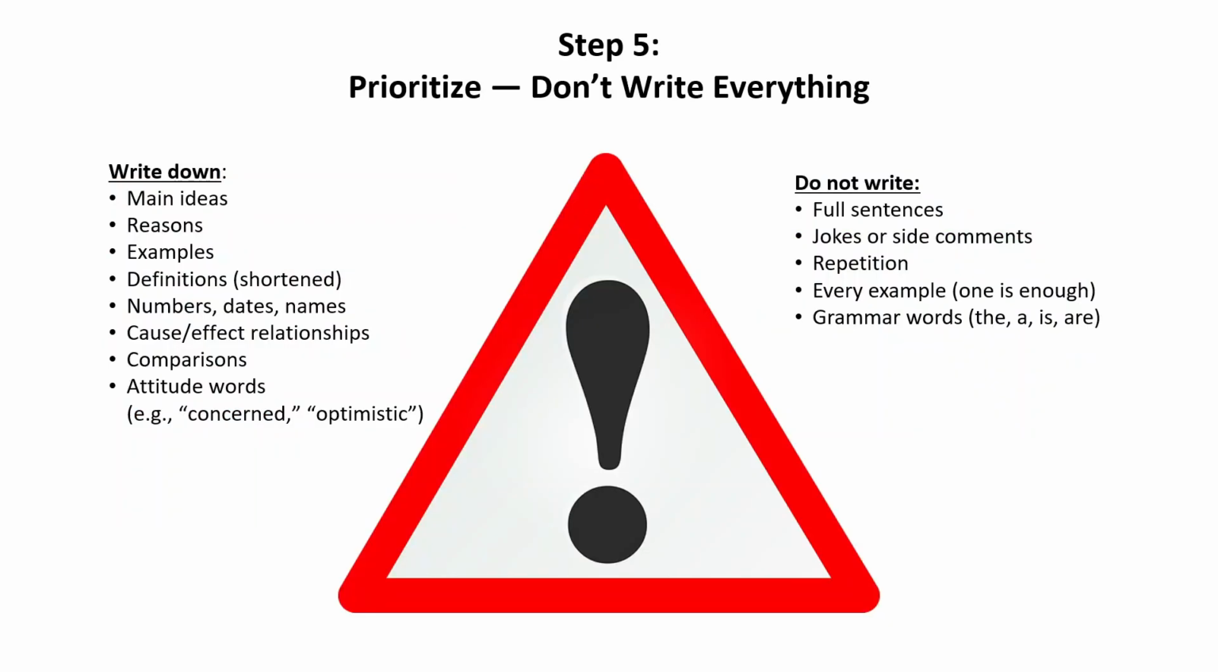For step 5, prioritize. You can't write everything. Just accept that. This is where many students struggle. You have to choose what to write. You're writing down your main ideas, your reasons, examples, your numbers, names, cause and effect relationships, comparisons, attitude words like concerned and optimistic. But you're not writing full sentences.